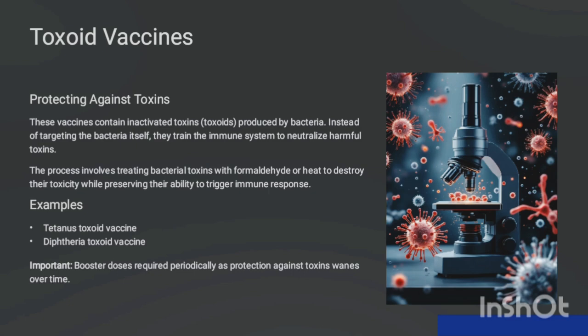Process: bacterial toxins are treated with formaldehyde or heat to eliminate their toxicity while maintaining their ability to trigger an immune response. Examples: tetanus toxoid vaccine, diphtheria toxoid vaccine. Important note: booster doses are required periodically because protection against toxins decreases over time.